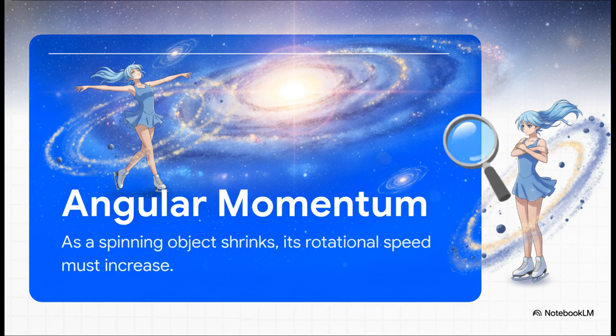When a skater starts spinning with their arms outstretched, they move at a certain speed, right? But the moment they pull those arms in tight, they suddenly spin much, much faster. That's the conservation of angular momentum at work. And because our giant molecular cloud had this slight initial rotation, gravity forcing all that material inward caused the entire nebula to spin faster and faster.